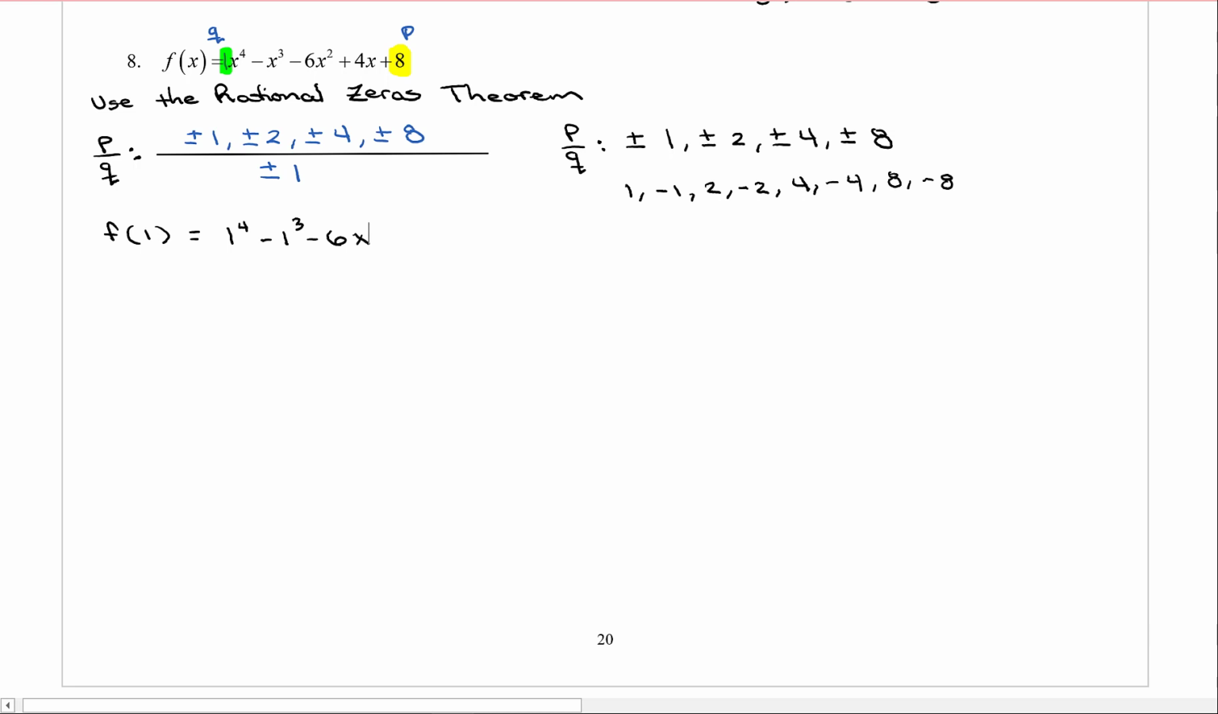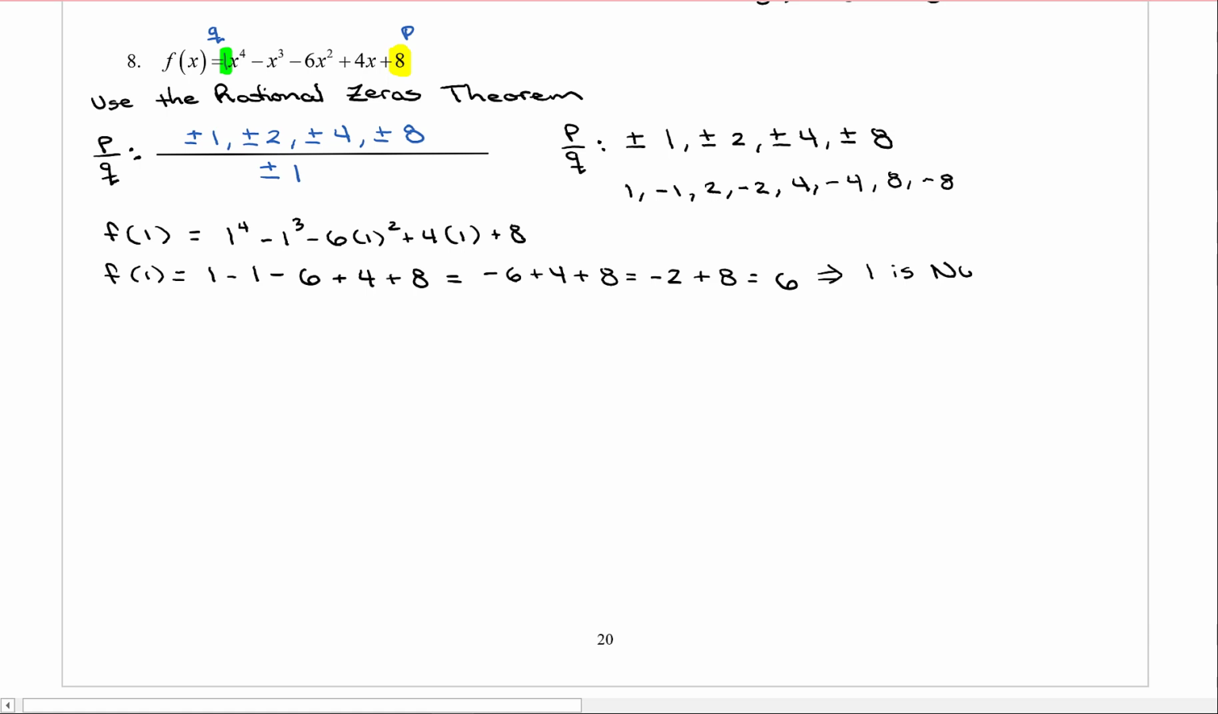I will show the setup for this, but hopefully you guys can do this in your calculator and not have to work it all out by hand. I think I'm going to actually just work it out all by hand for the people that need to see this. So I got -6 plus 4 plus 8, which gives me -2 plus 8, which is equal to 6. That is most definitely not a 0. So I would say 1 is not a real 0 of this function.